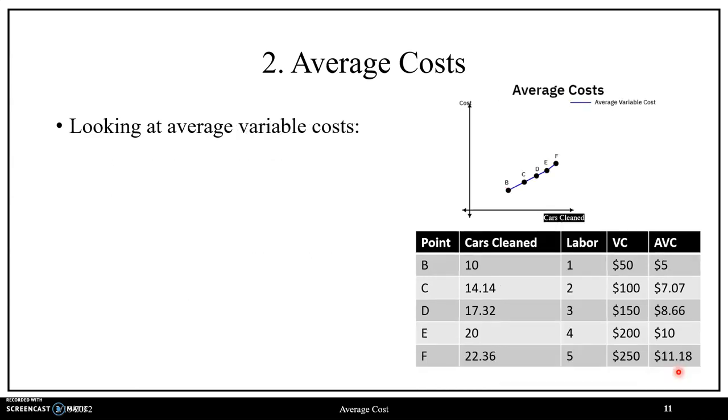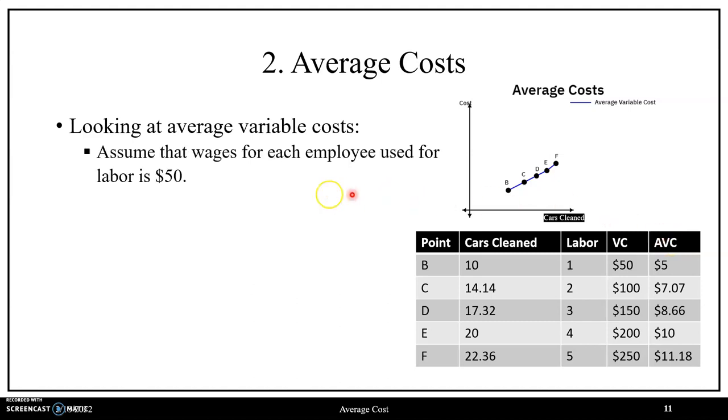Now let us move on to average variable costs, where same thing. We'll have a graphical representation above, cost on the vertical axis, cars cleaned on the horizontal, and a table representation for a particular point, cars cleaned, labor used, variable costs, and our overall average variable costs. Now, assigning a numerical value, assume that wages for each employee used for labor will be $50.